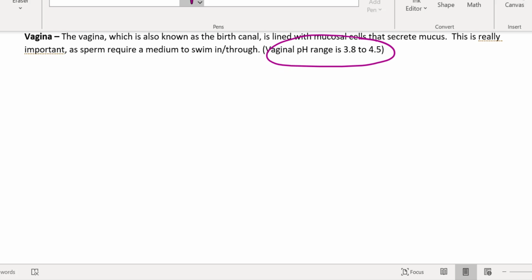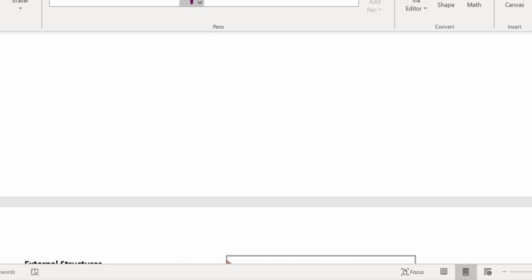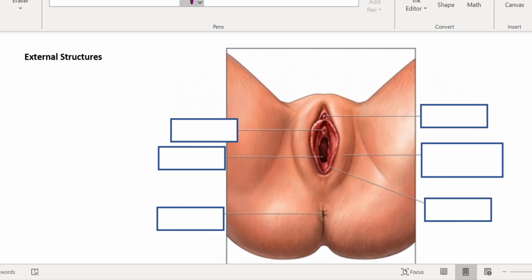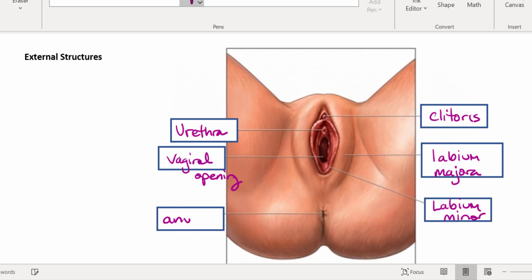Now, going down, just prepare yourself. We've got a picture here of all the external structures of the female reproductive system, and we're just going to label them. So what we've got at the very top, we've got the clitoris. And then over from there, we've got the urethra. And that leads us to the labia majora. And then the inner labia, or labia minora. And then we have the vaginal opening. And then we have the anus.